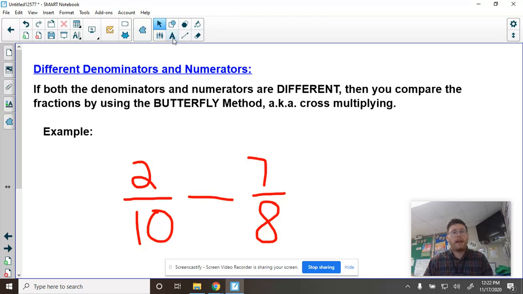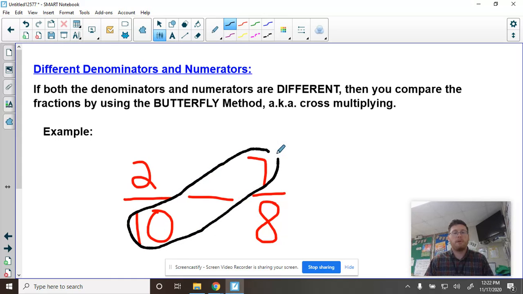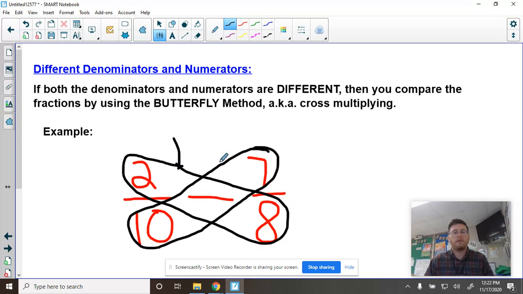And then the last way. If we have different denominators and numerators, if both of them are different, then you compare the fractions by using the butterfly method, also known as cross multiplying. I'm going to show you how to do this. I really like this. I'm going to cross and multiply each one of these, and I'm going to show you why we call it the butterfly method. Looks like a butterfly, doesn't it?